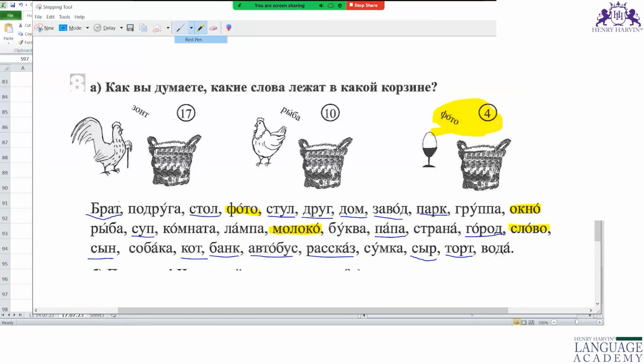And all the rest of the words, they are feminine. Padma Priya, can you only read them? Подруга, группа, рыба, комната, лампа, буква, страна, собака, сумка, вода. Yes, that's right.